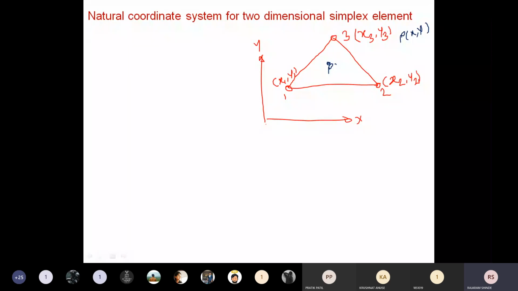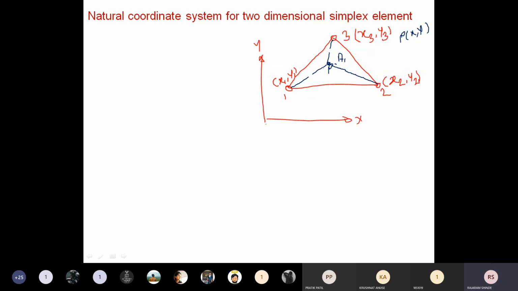Now I want to define the local coordinates. For defining the local coordinates, I will join this point P with the nodes, with straight lines. I will join point P with node number 1, node number 2, and node number 3. Next, I will mark this as area A1, which is opposite to node number 1, or it is the area formed by joining the point P with nodes 2 and 3.